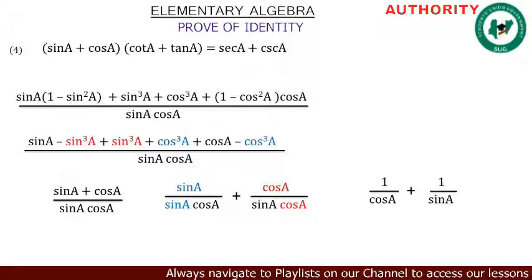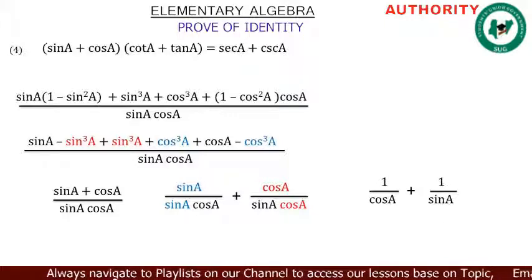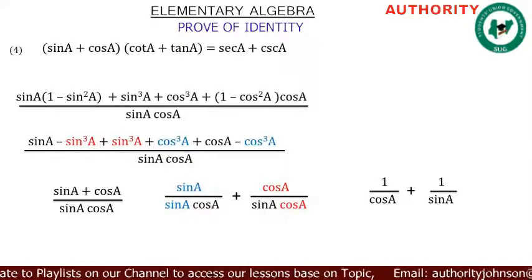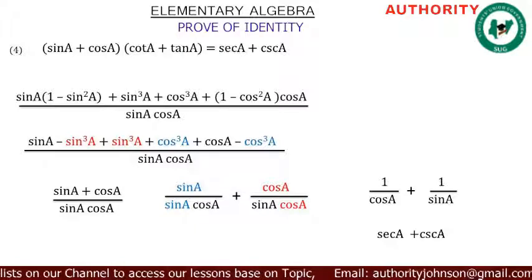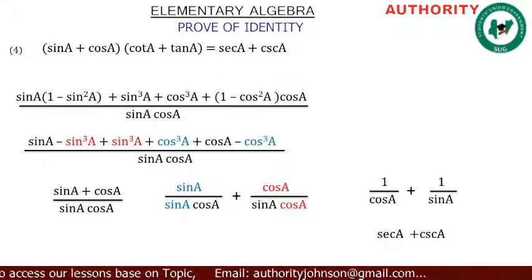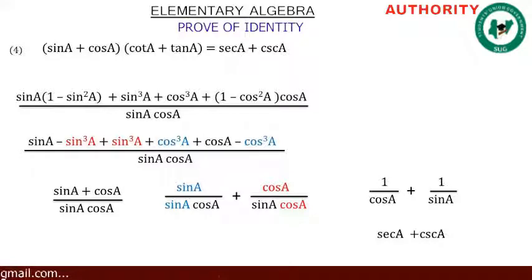Alright, so that means in the first side we are having 1 all over cos A, plus in the second side we are having 1 all over sine A. And then you discover that 1 all over cos A is the inverse of cos A, so we're going to have sec A. Plus 1 all over sine A is the inverse of sine A, so that means we're going to have cosec A. So therefore we're going to have sec A plus cosec A. Alright, so we discovered that sine A plus cos A in bracket times cot A plus tan A in bracket is equal to sec A plus cosec A. Alright, you say hence the proof.